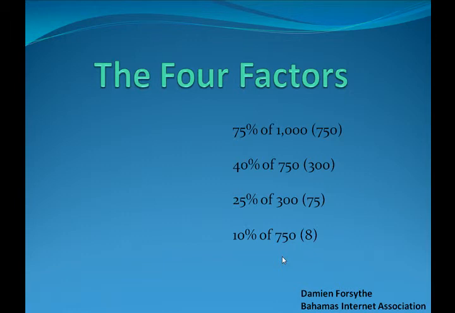The four factors in an email campaign. I'm going to do a little rudimentary math. First point, deliverability. So using again the example of 1,000 emails, you're sending out 1,000 emails. Let's assume 75% of those are actually being delivered.